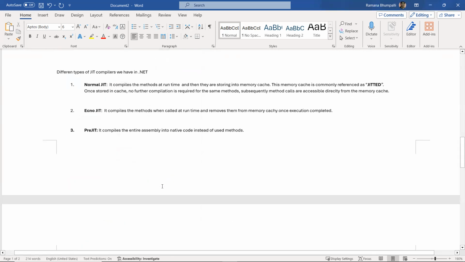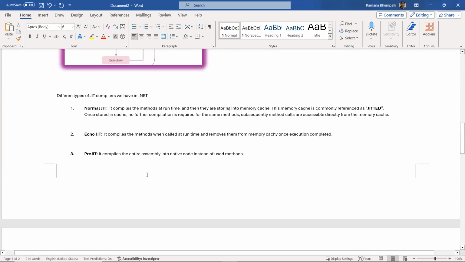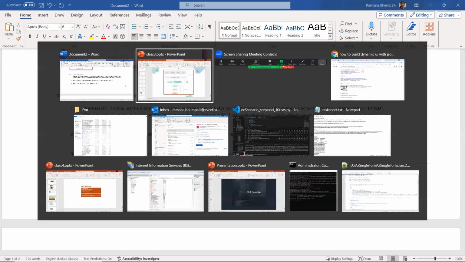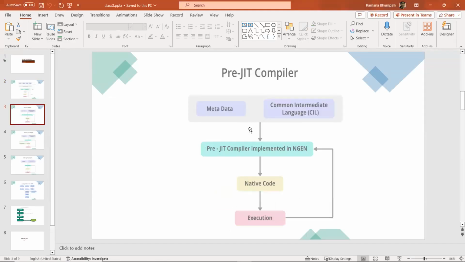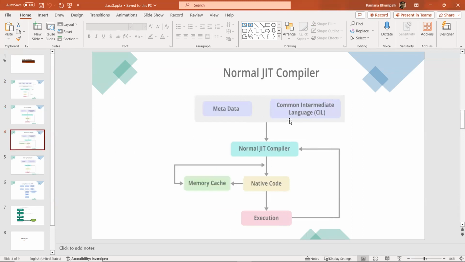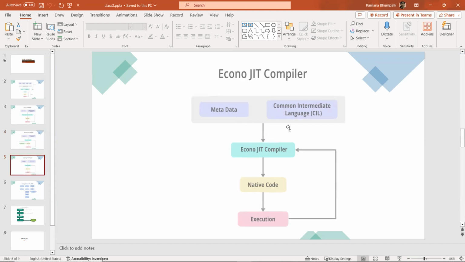And coming to pre-JIT, it will compile the entire thing at a single time. It won't look at whether a method is being called or not. It will compile the entire code instead of only used methods. That's the difference. If you look at the diagrams, this is what pre-JIT is doing: it takes everything from CIL and compiles everything into native code. Normal JIT compiles the methods at runtime and keeps them in the memory cache, and for subsequent compilation it fetches from the memory cache. And Econo-JIT compiles the methods executing at runtime and removes them from the memory cache once the execution is done.